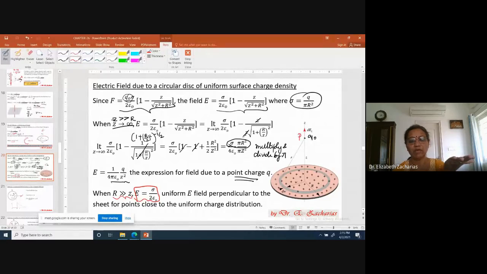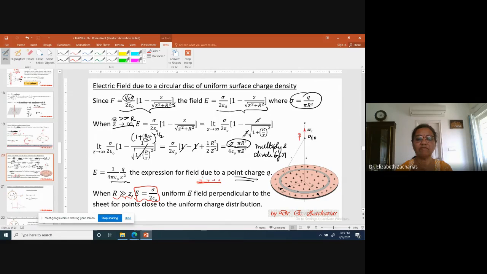Electric field due to a uniformly charged sheet for points very close to the sheet. And remember, we are talking of insulators, charges are not moving. So the electric field is given by sigma by 2 epsilon naught. And as usual, electric field, so this plate, I'll just show it as a line here. If I'm seeing from the side, it will look like a line.